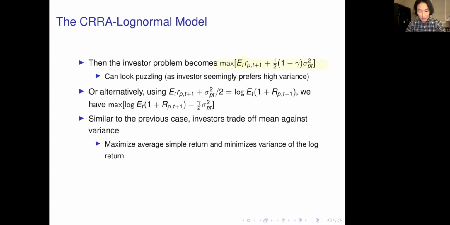Okay. Now this can look a little bit puzzling because it looks like the investor prefers higher variance because there's a plus sign here. But in fact, if you rearrange it, this plus sign will get in and your actual maximization problem will become like that. Okay. So in other words, even in this CRRA case, investors trade-off between mean and variance. 무슨 말이냐? 인베스터들이 리스크 averse 하기 때문에 높은 수익률을 원하긴 원하지만 만약에 그 높은 수익률이 높은 리스크와 같이 온다 그러면 별로 좋아하지 않는 거예요. That's the meaning of the trading of mean against variance. In other words, investors want to maximize average simple return, average return, but minimize variance of the log return. That's the investor maximization problem.